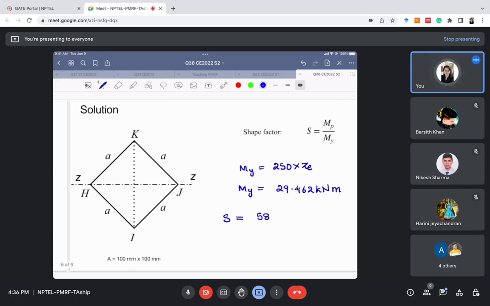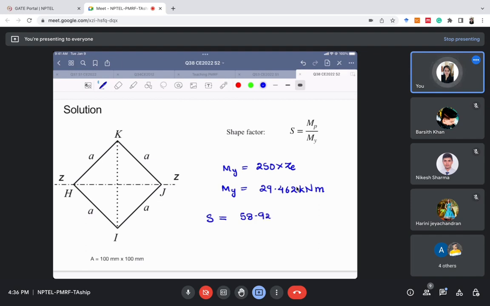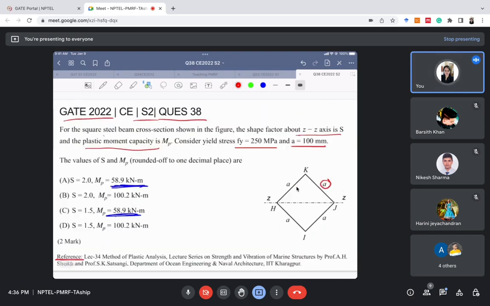MP was 58.925 kilonewton meter and My was 29.462 kilonewton meter. So shape factor is 2. So this is the final answer. The shape factor is 2 and the plastic moment is 58.9. So the answer is option number A.